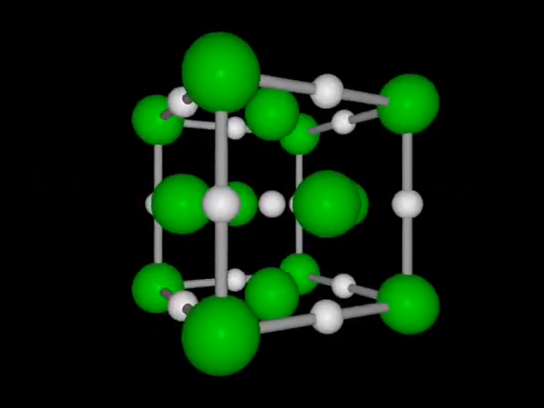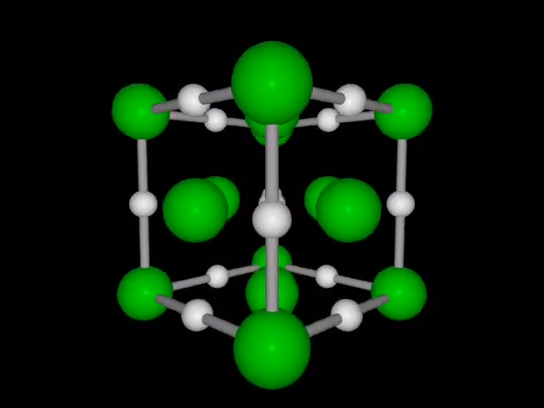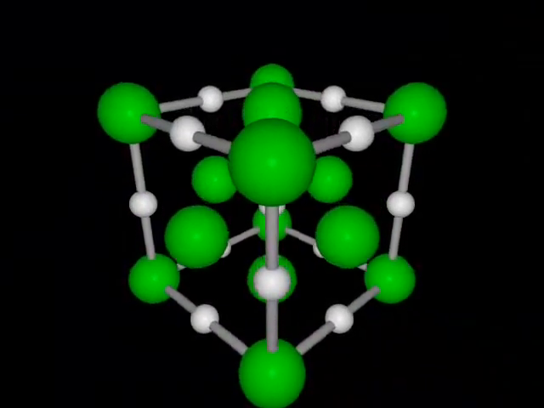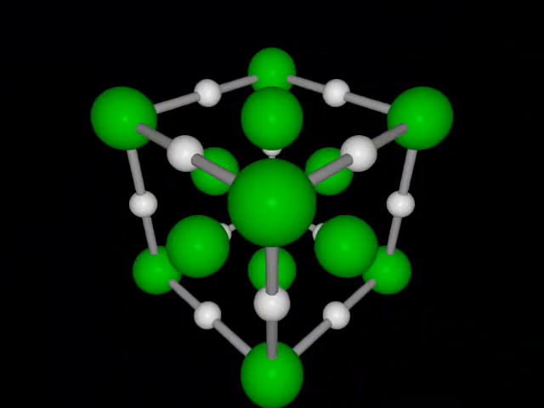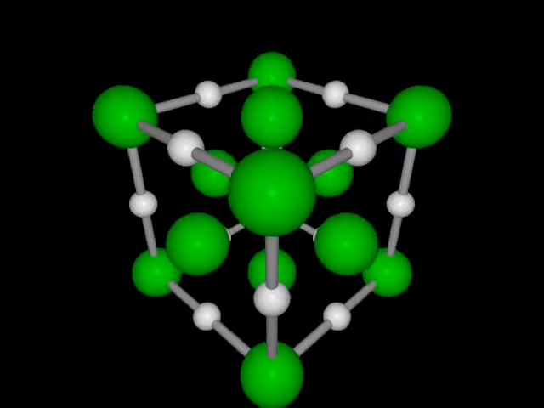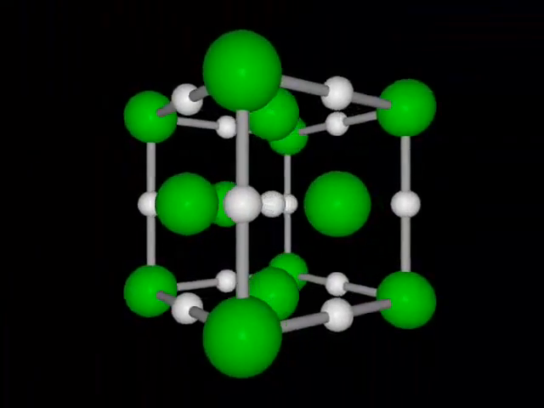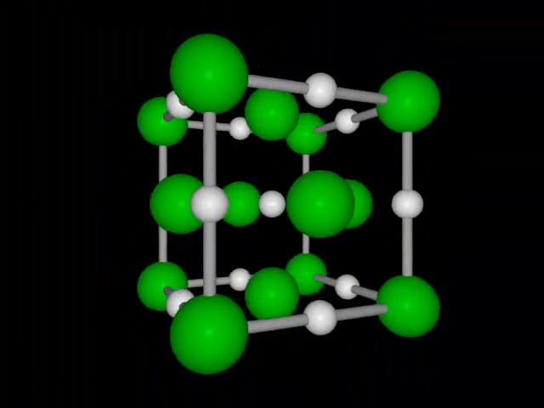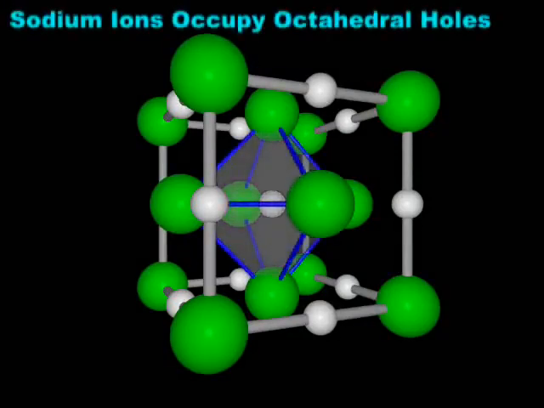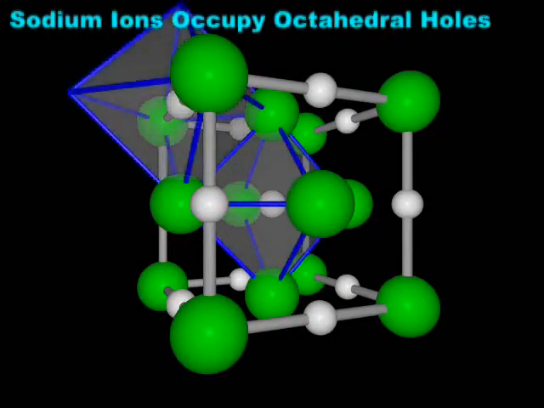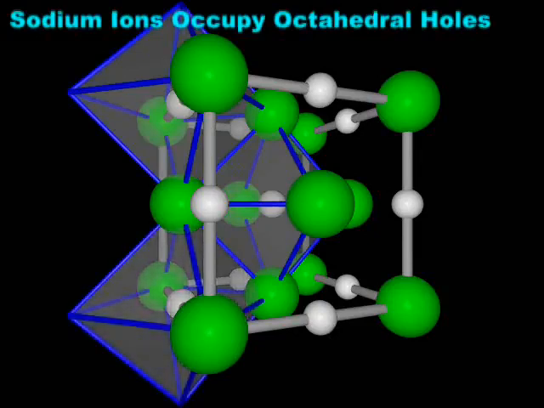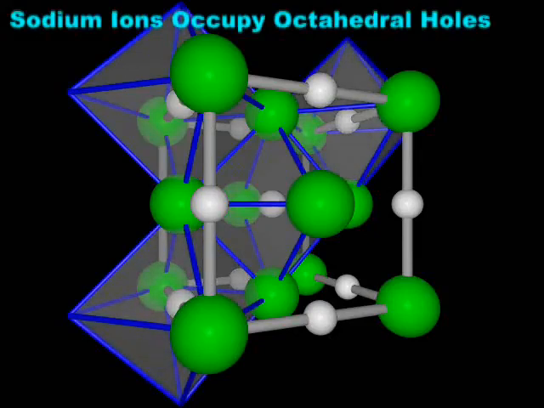Halite is the mineral name for sodium chloride. In the halite structure, the relatively large chloride ions, represented by the green spheres, form a face-centered cubic array. The sodium ions, represented by the white spheres, occupy the octahedral holes. Each sodium ion lies at the center of an octahedron of chloride ions.